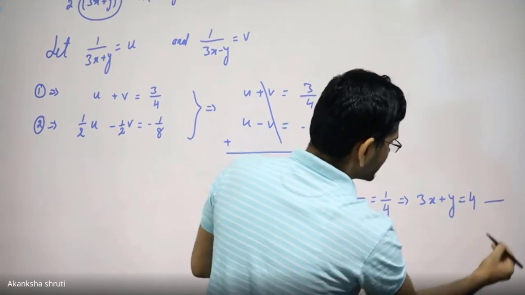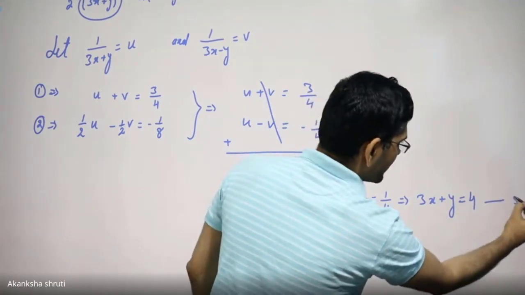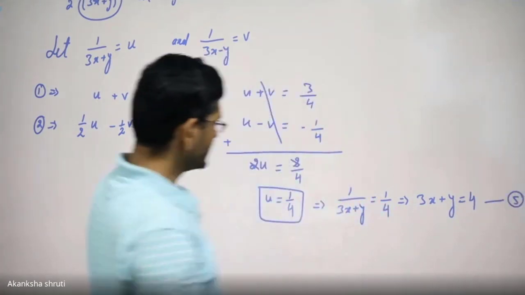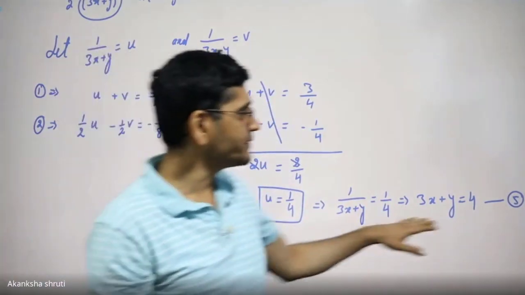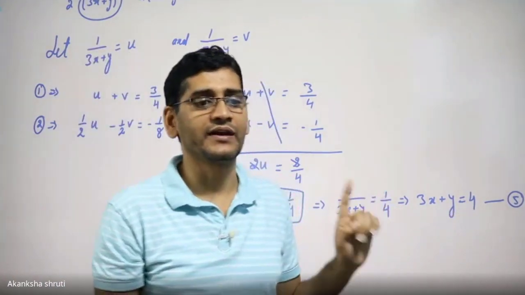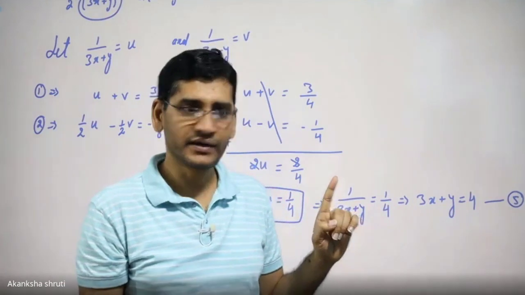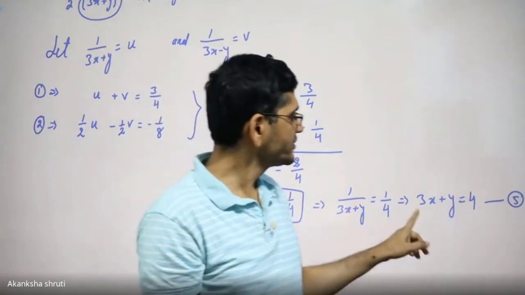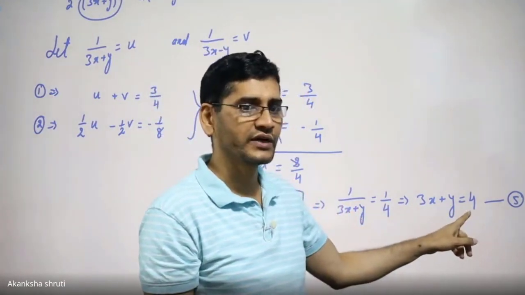Now take this as equation number 5. Be careful, student. This time this u has not given us the value of variable x or y. Rather, it has given a new equation. Okay, it is this one.